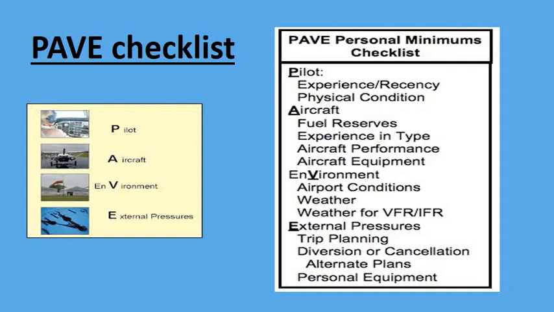The environment. What are the conditions at my destination and departure airports? The weather in general en route. And what are my conditions considering VFR or IFR weather-wise? Should also consider external pressures. Trip planning. Have I considered possible diversion or cancellation? Have I made alternate plans? And what personal equipment should I bring along? What might I need?